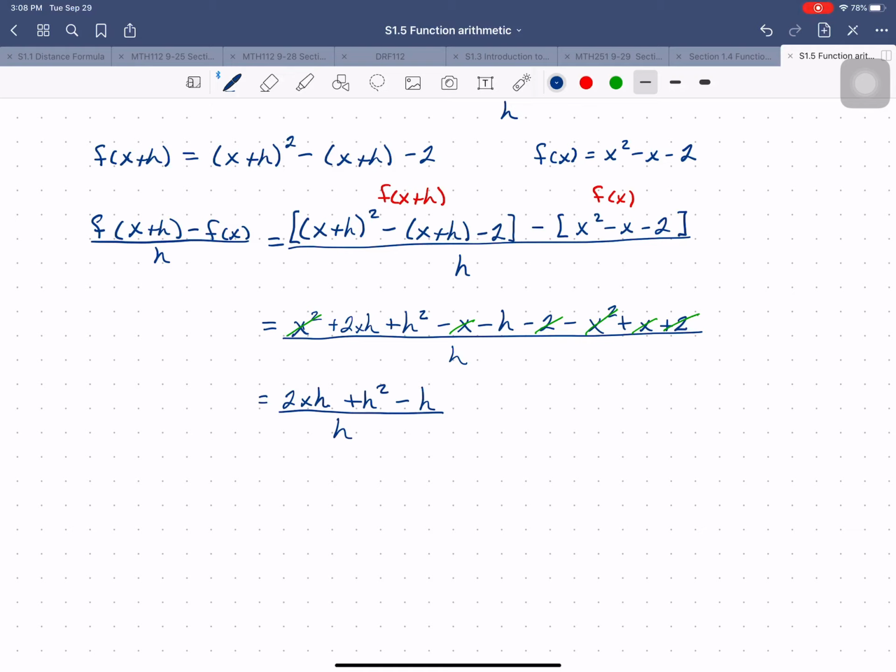So now I can factor an h out on the top. Oops, sorry. And that leaves me 2x plus h minus 1 all over h. And those cancel. So I'm left with 2x plus h minus 1. Okay? Let's try that again.